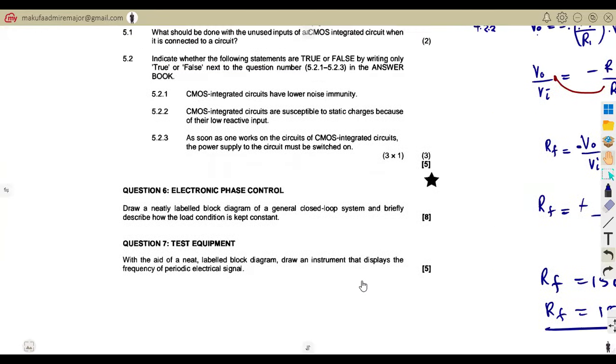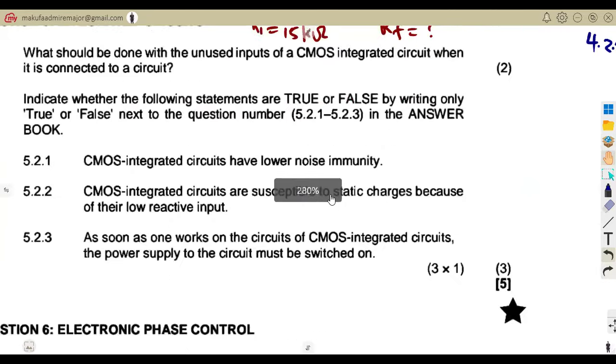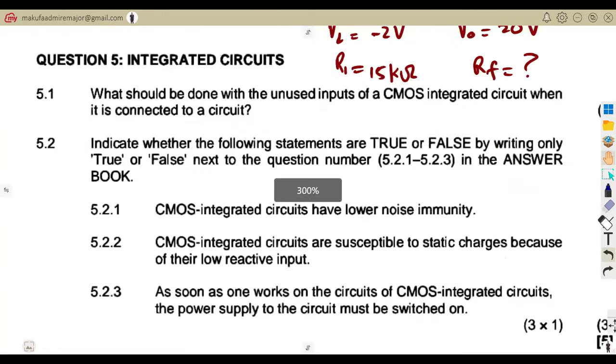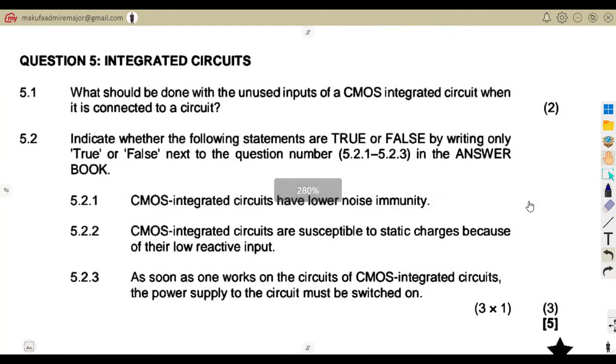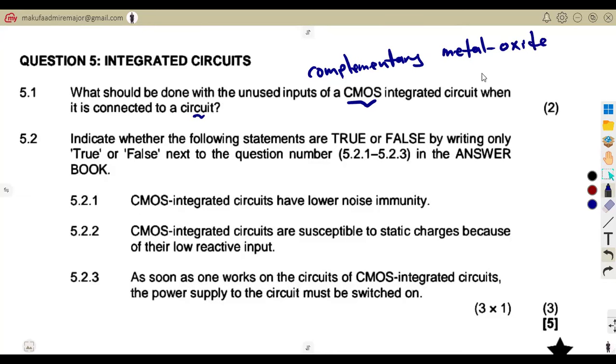All right, let's consider another part of our question, which was question 5, integrated circuits. We are given: what should be done to the unused inputs of a CMOS integrated circuit when it is connected to a circuit? The CMOS, we are talking of the complementary metal oxide semiconductor. That is what they're trying to talk about there.